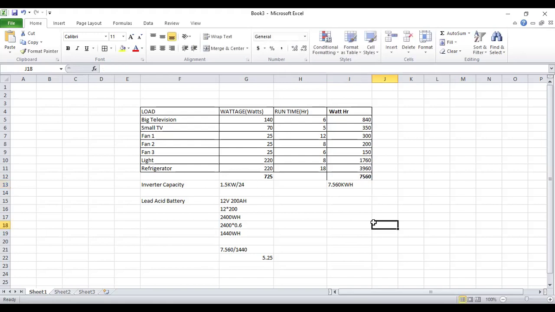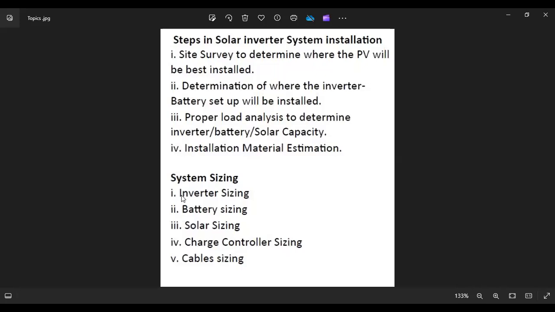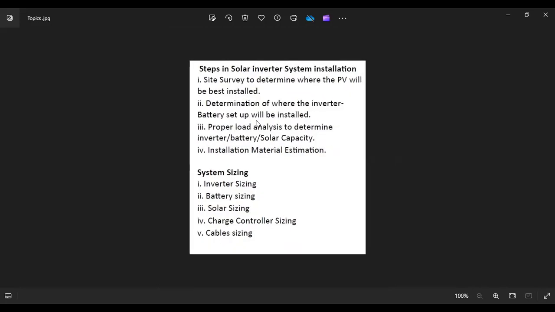Now, the next thing I would like us to look at is solar capacity. If you look at our topics, we're almost doing the second topic, the second header, in this first part. So in a nutshell, we're already doing two things at the same time. Now the next thing is solar sizing.